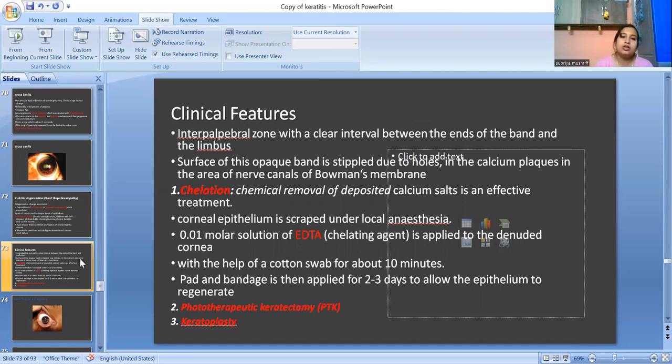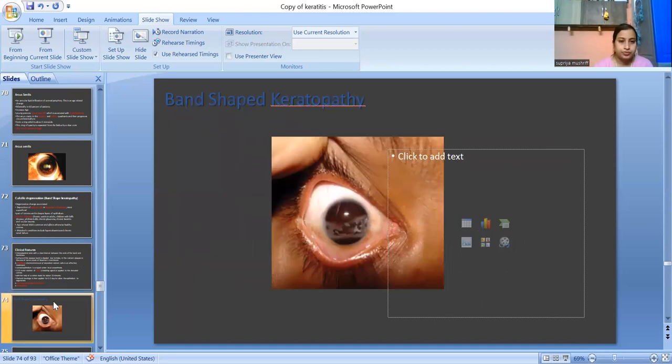The treatment is chemical removal of the deposited calcium salt, which is an effective treatment. The corneal epithelium is scraped under local anesthesia. A 0.01 molar solution of EDTA, a chelating agent, is applied to the denuded cornea with the help of a cotton swab for about 10 minutes. A bandage is then applied for 2 to 3 days to allow the epithelium to regenerate. Phototherapeutic keratectomy and keratoplasty can also be done. This is how band-shaped keratopathy looks.